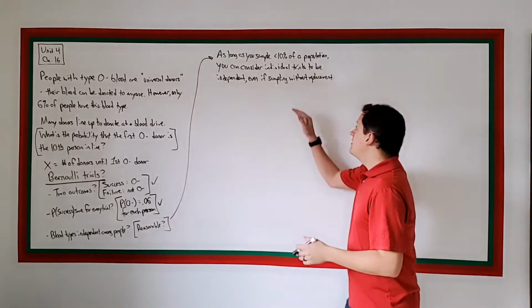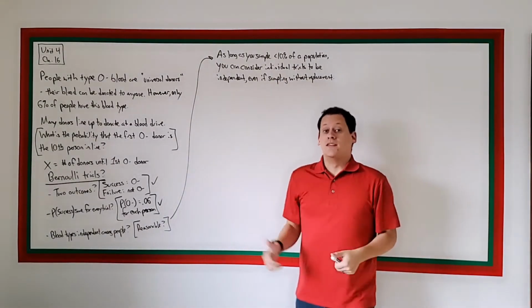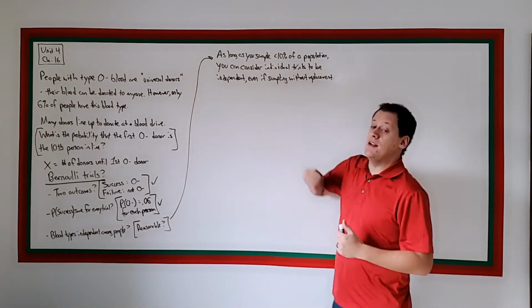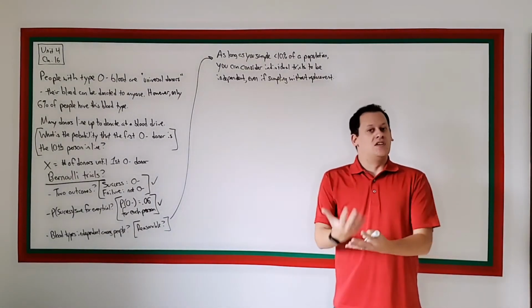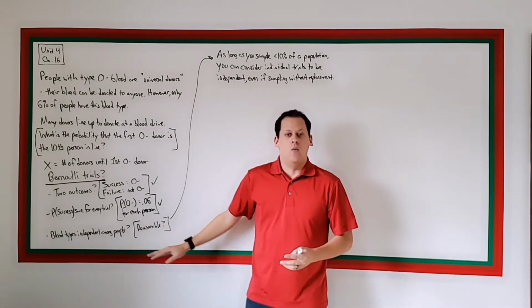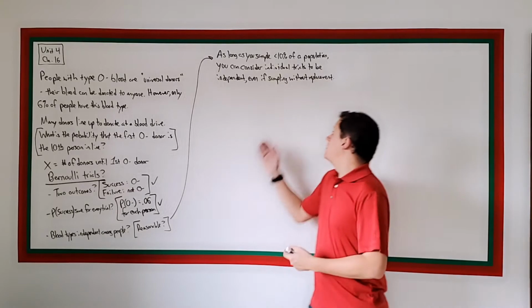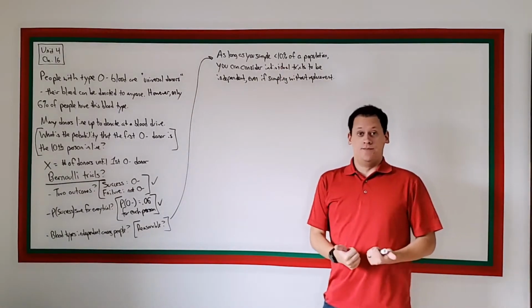So the cutoff is, as long as you're sampling less than 10% of the population, you can consider individual trials to be independent, even if you have reason to believe they might not be, right? So we might have some questions about whether family members have the same blood type. But as long as we're sampling less than 10% of the population, we're good.